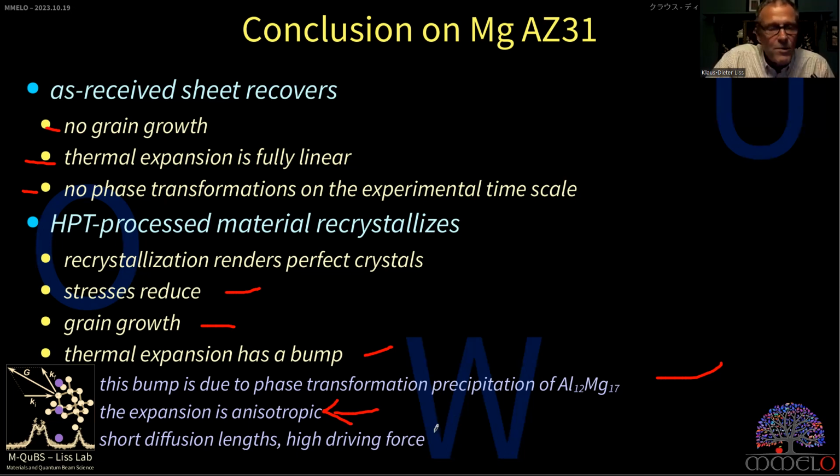We can go more into that. There are also anisotropic diffusivities, having been observed as late as Schumann in the 1960s, and other anisotropic effects. So only the thermal expansion coefficient itself is isotropic by coincidence, but the other quantities are anisotropic, as they should be, as they have the freedom to be. In the HPT process material, we have short diffusion lengths and a high driving force.